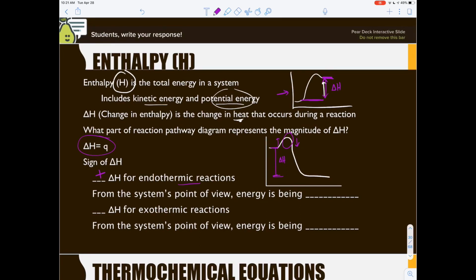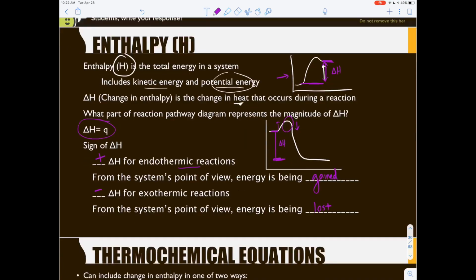From the system's point of view, energy is being gained. Conversely, for exothermic, the final is less than the initial. So if you did like 3 minus 10, you would get negative 7. So this will be a negative delta H for this one. And the system is losing energy. We'll go over this lots.